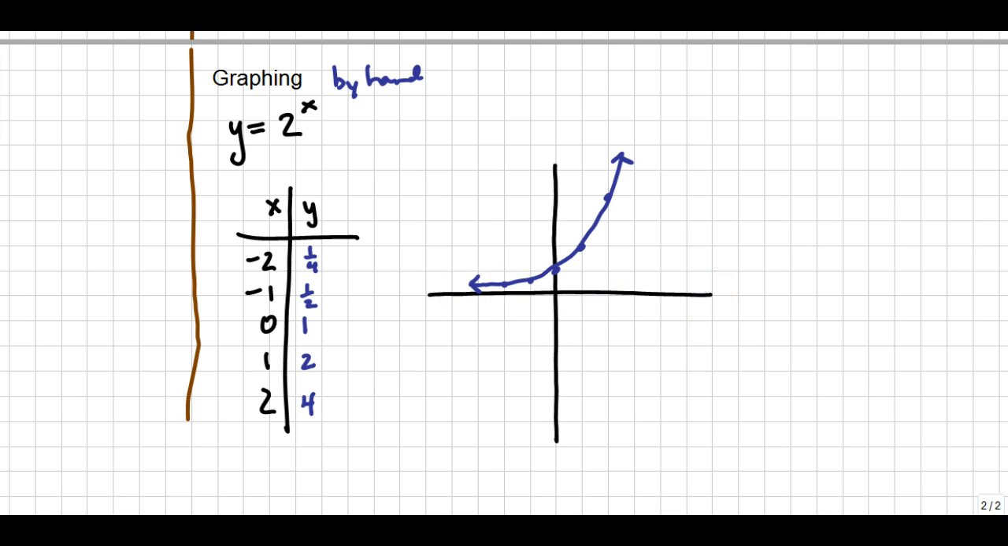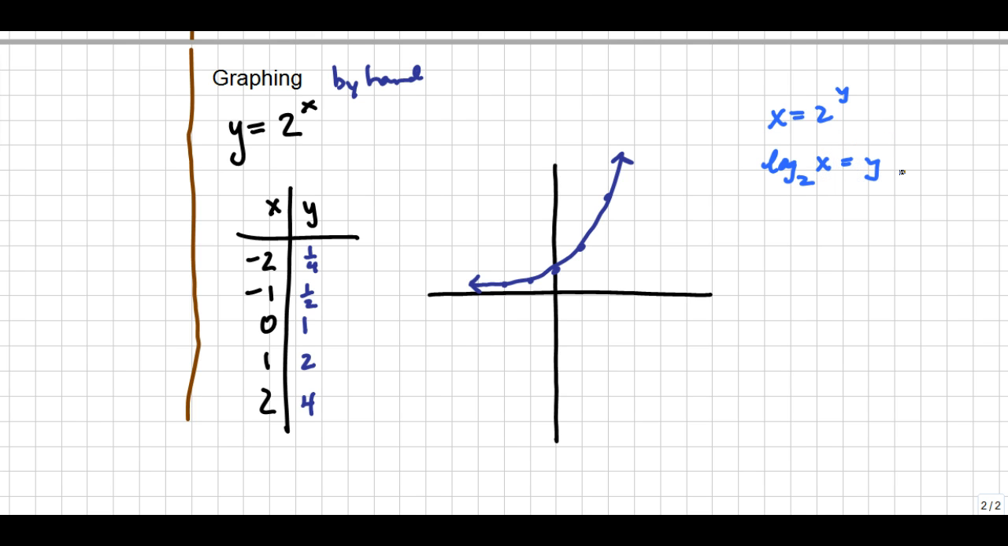Now when we want to graph the inverse of that, we simply switch x and y around. So if I take x equals 2 to the y, let's rewrite it in logarithmic form. So I've got log base 2, the y is the exponent, and I'm trying to get to x.